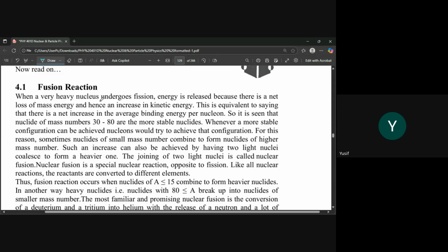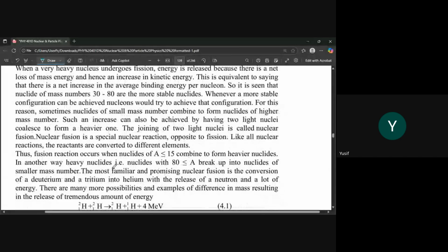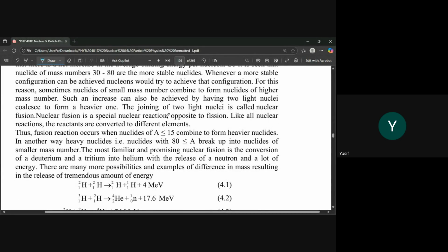When a heavy nucleus undergoes fission, energy is released because there is a net loss of mass energy and an increase in kinetic energy. This is equivalent to saying that there is a net increase in the average binding energy per nucleon. Nuclei with mass numbers between 30 and 80 are more stable. Whenever a more stable configuration can be achieved, nucleons will try to achieve it. Nuclear fusion is a special nuclear reaction, opposite of fission. Like all nuclear reactions, the reactants are converted to different elements.